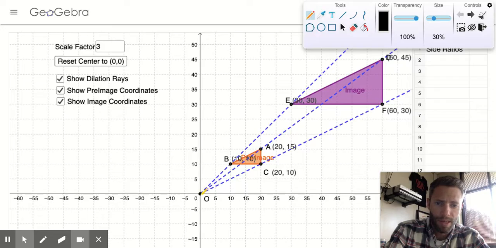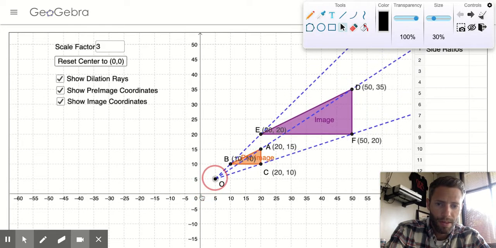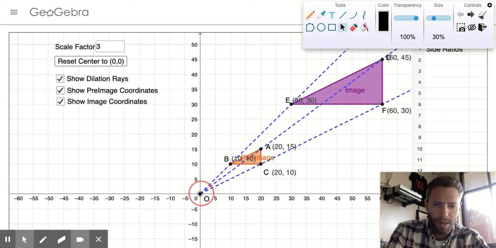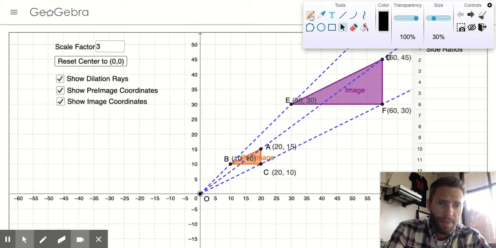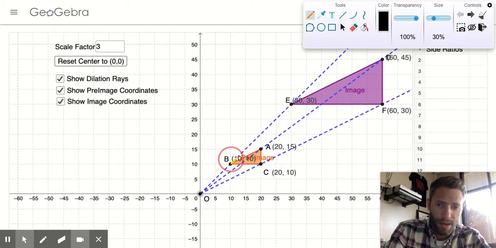So if I move the center of dilation to somewhere besides the origin, let's see what happens. Does that multiplicative relationship still exist between the image and the pre-image? Think about that, okay? Last thing I want to point out is the distances between the center of dilation and the pre-image, and the distance between the center of dilation and the image. What I mean by that is this. Compare this distance right here.